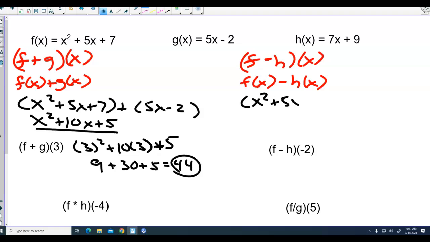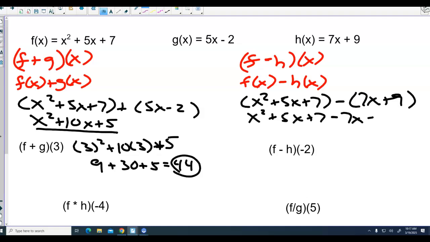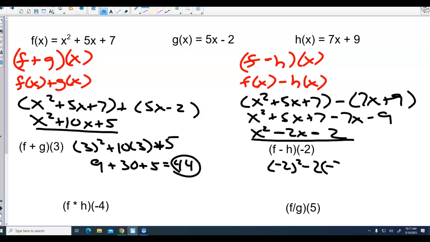With subtraction, x squared plus 5x plus 7 minus, and you want to keep it in parentheses, 7x plus 9. X squared plus 5x plus 7 minus 7x minus 9. X squared minus 2x minus 2. And then you plug the negative 2 in. Negative 2 squared minus 2 times negative 2 minus 2. You get 4 plus 4 minus 2, and that's 6.